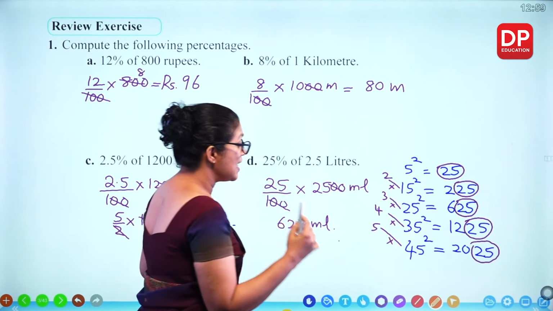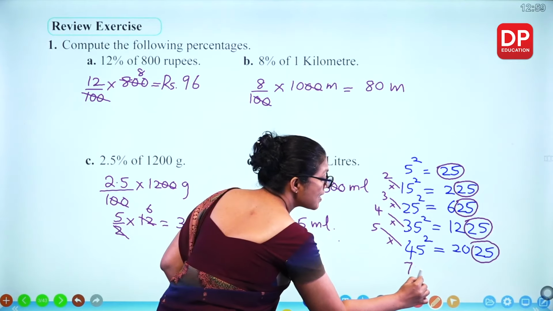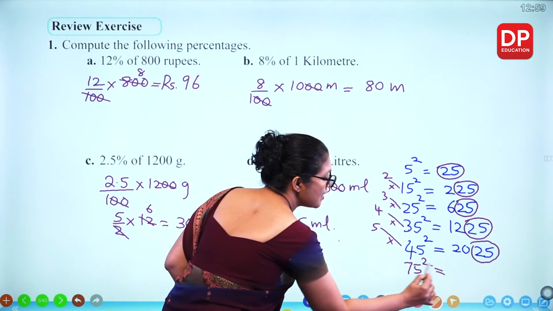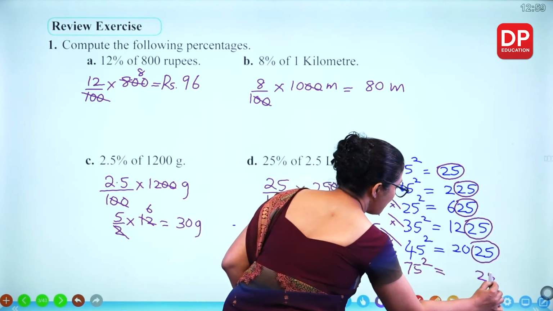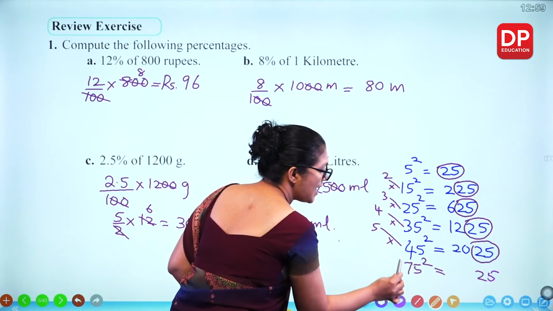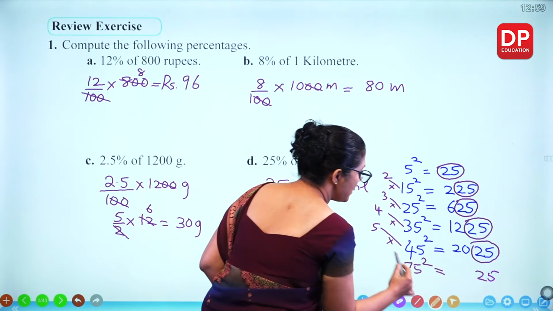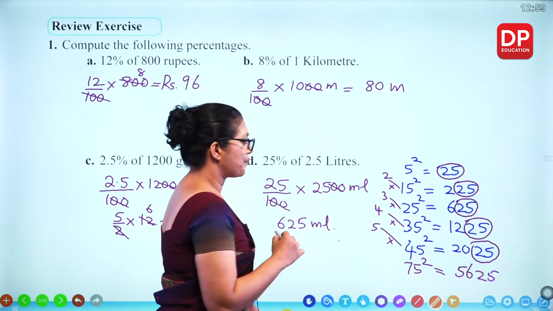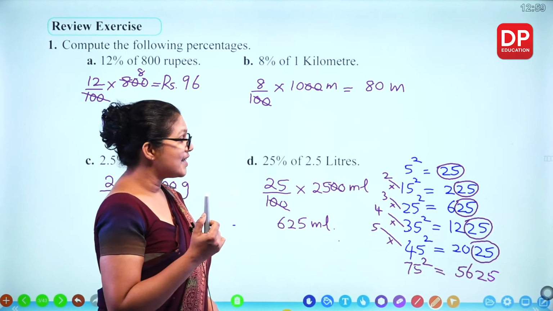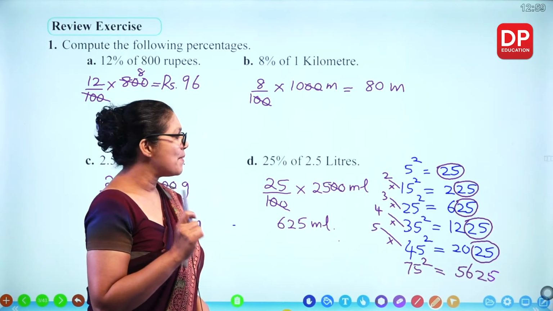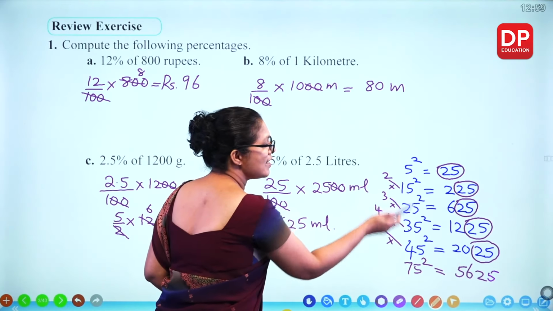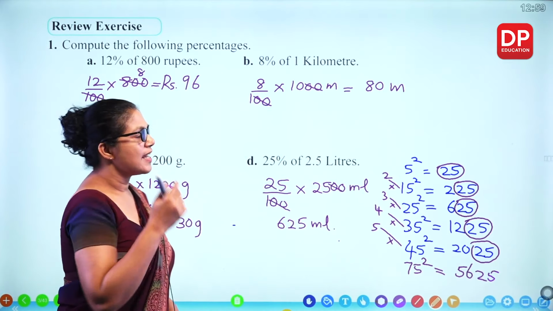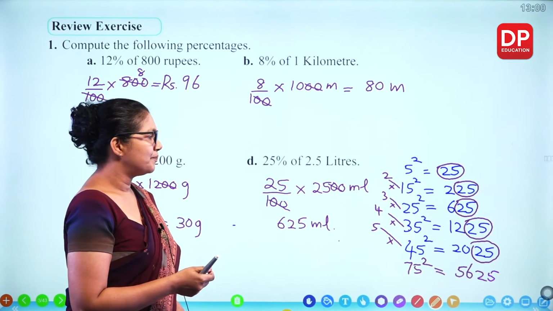So what is 75 times 75? 75 squared. 5 times 5, 25. 7 times 8, 8 times 7, 56. So that's how we get the square terms. Remember that it's easy to get the multiplication of a square number.